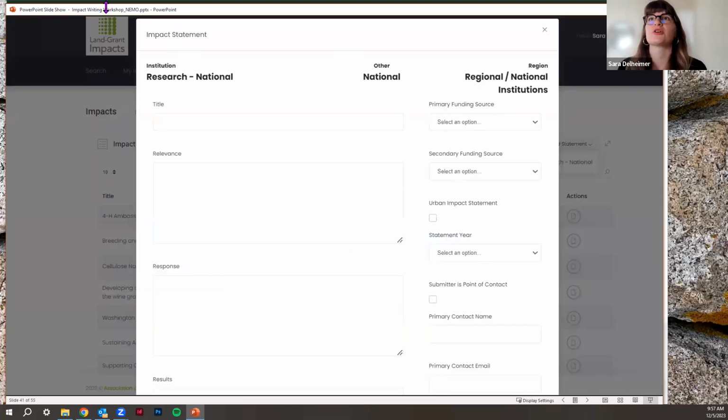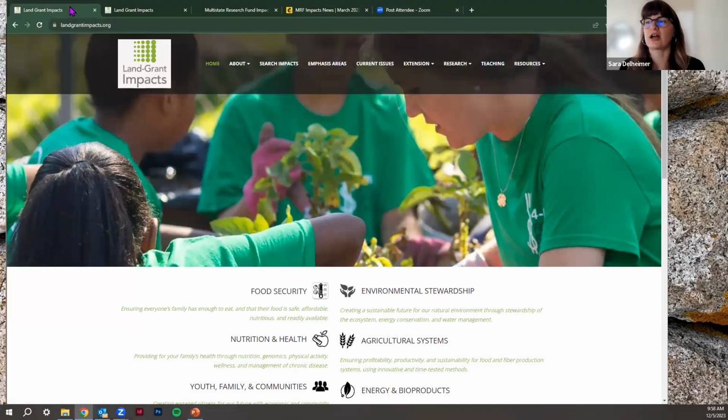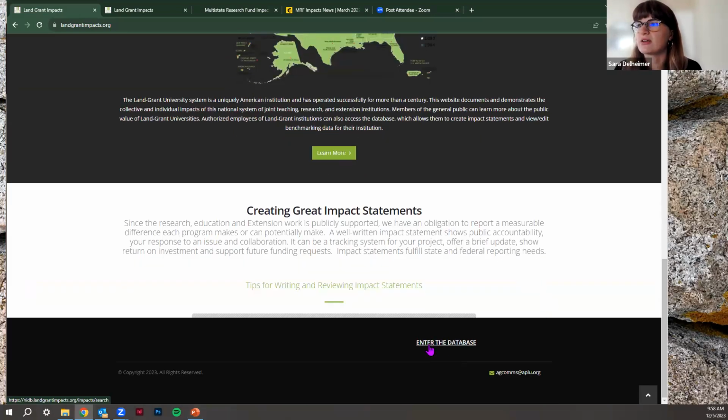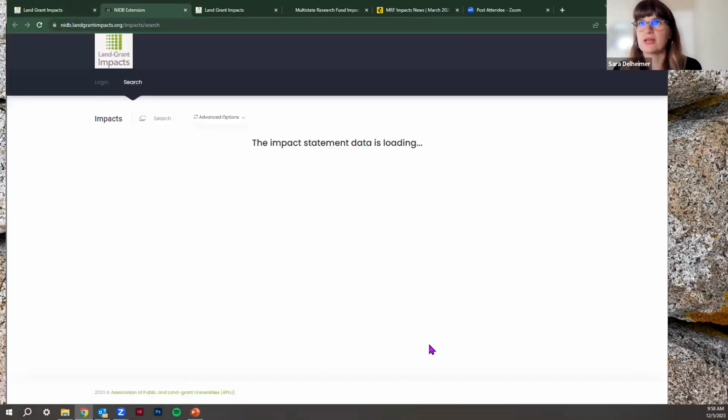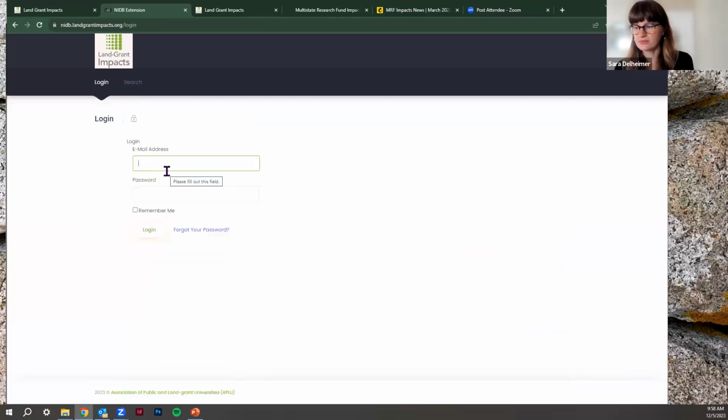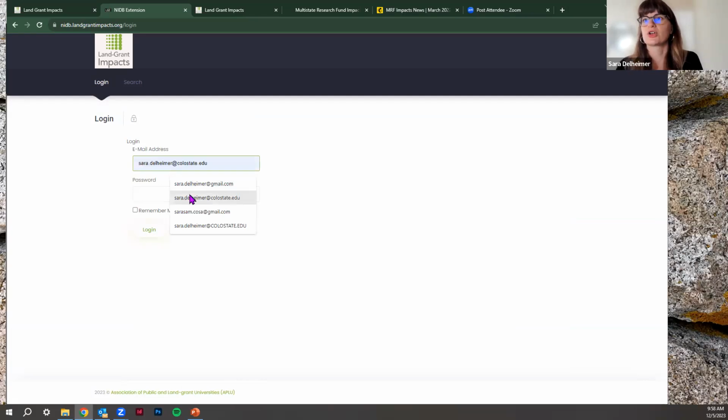So now I'm going to switch over and demo what that looks like for logging in and inputting statements. You can input anytime, and for right now, you scroll to the bottom and hit enter the database. And then it brings up this page, which is the search page. And you need to click over to the tab that says log in. Then you have to log in. Give me a minute to type in my credentials.